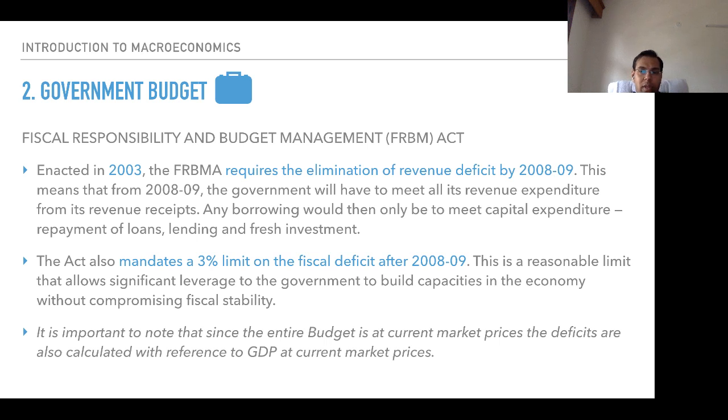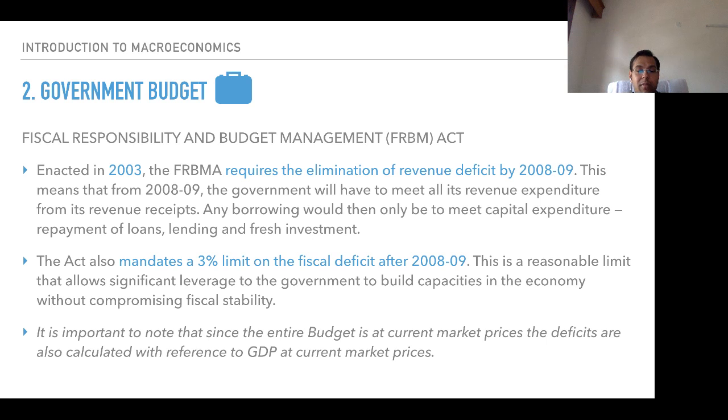So any borrowing would only be able to meet capital expenditures, repayment of loans, lending and fresh investment. The Act also mandates a 3% limit on the fiscal deficit after 2008-2009. This is a reasonable limit that allows significant leverage to the government to build capacities in the economy without compromising fiscal stability.